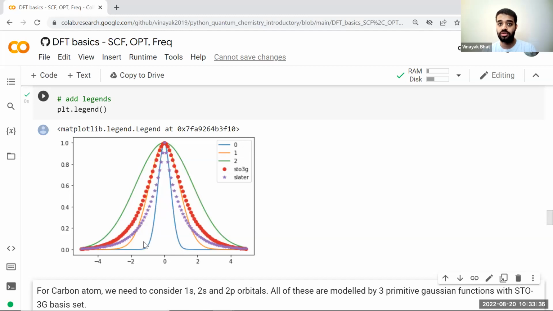The 0, the blue line, the 1 is the orange, 2, the third Gaussian, the green. So when you sum it up, it looks like those red dots that you have. So you see it's nearly describing the Slater function that you want to describe. Okay. Does that make sense? Do you have any question at this point?